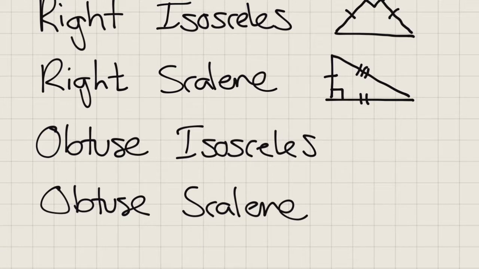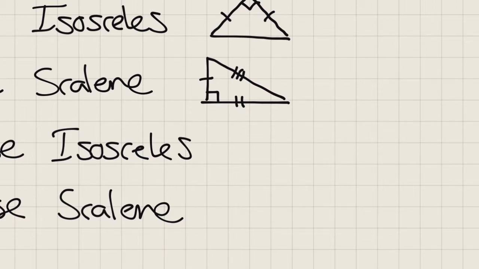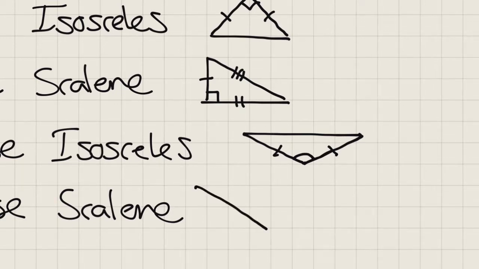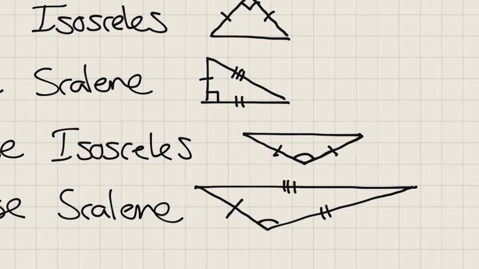Our obtuse isosceles would be something like this. And the obtuse angle is this one here. Notice that it's not a right angle. I put the arc there to indicate that it's obtuse. An obtuse scalene would be something like that, where all the sides are just a little bit different.